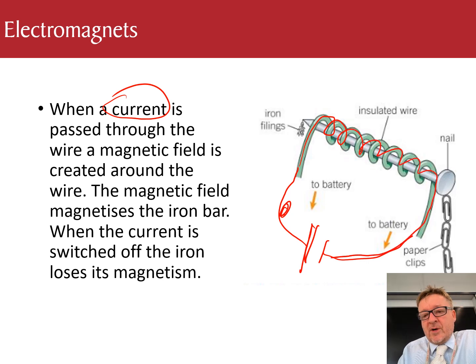As soon as you do that, it becomes a magnet, an electromagnet. You can see that because you've got iron filings sticking to the end of that nail. Putting the nail down the middle concentrates the magnetic field. The advantage of it is that when you turn the electricity off, the magnet turns off.